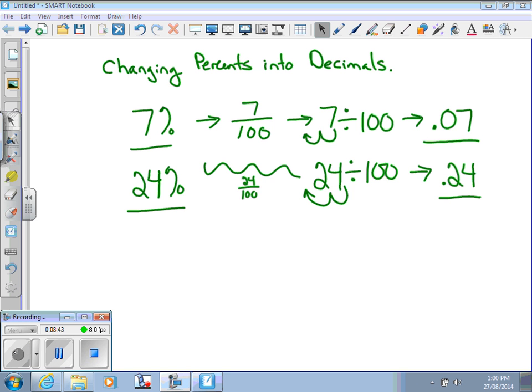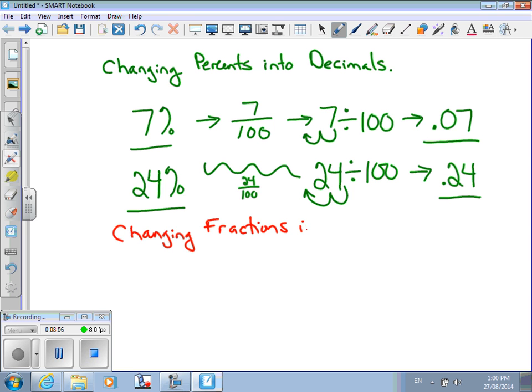The last thing we're going to look at is changing fractions into percents. We looked at changing percents into fractions, so now we're going backwards. Let's try to change 4/5 into a percentage.